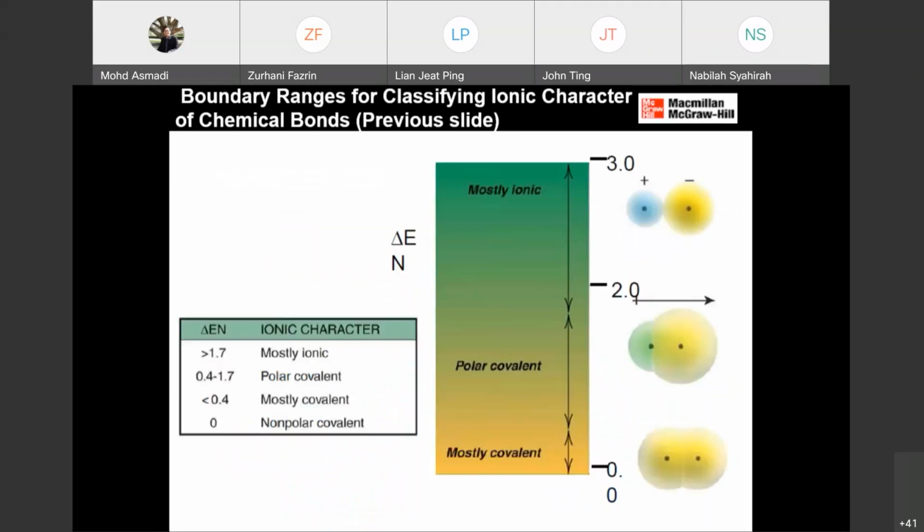So this is the boundary range. You can see in the previous slide. It's similar to the previous.